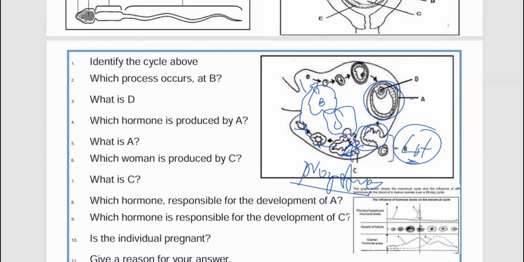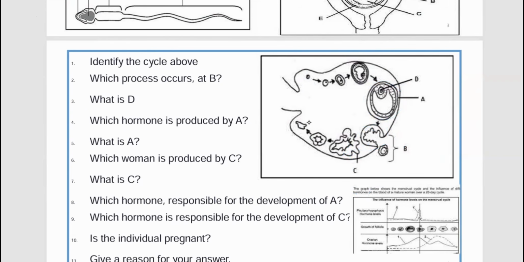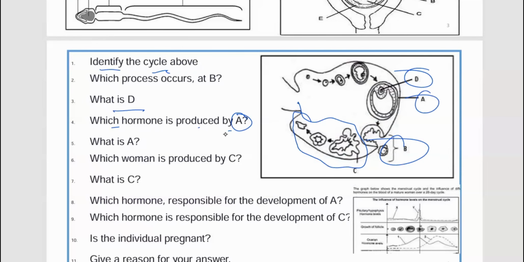So if I ask you from this diagram, is this person fertilized? The answer is no. Why? Because the corpus luteum is shrinking. Now we come back to the questions. Identify the cycle above: ovarian cycle. Process B, we have said is ovulation. What is D? We have said it is the mature ovum. Which hormone is produced by A? Now we are able to answer because we have understood the concept. The hormone produced by A is estrogen.